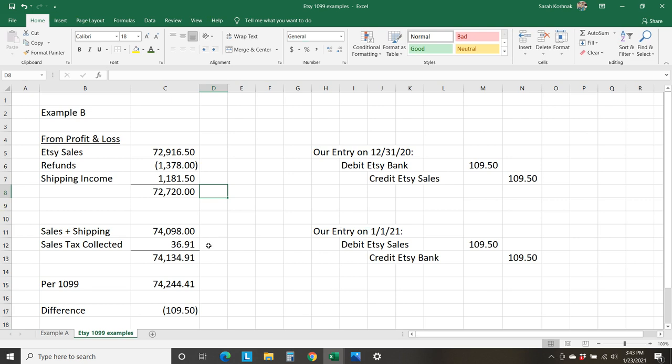And here we have a piddly amount of sales tax collected just from the beginning of the year when their state was switching over to that marketplace facilitator tax law. And Etsy only remitted about $36 in sales tax to this seller. Now their 1099, let's take a look at that.